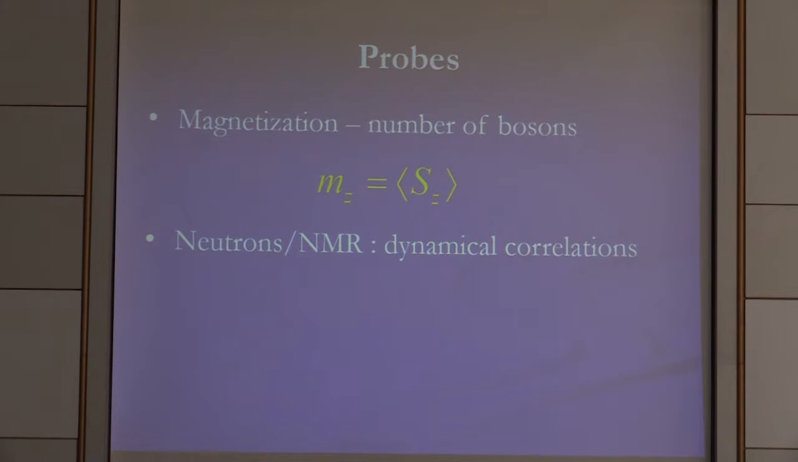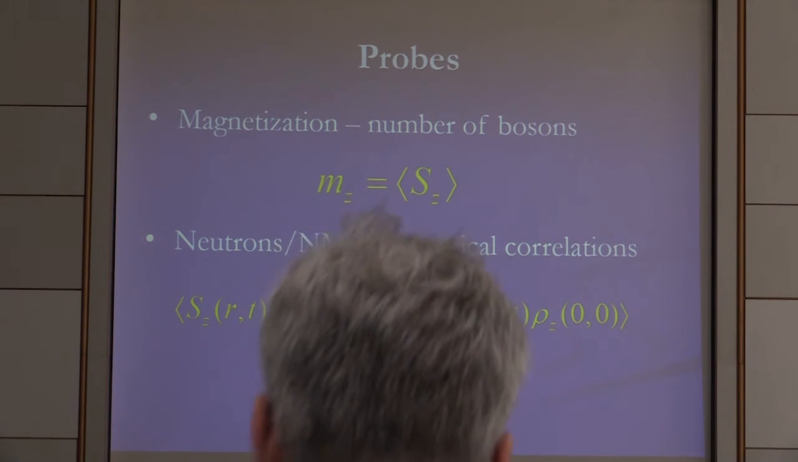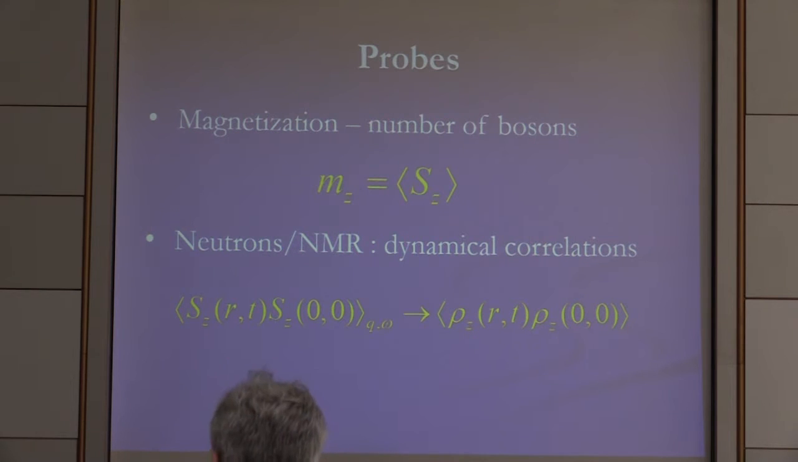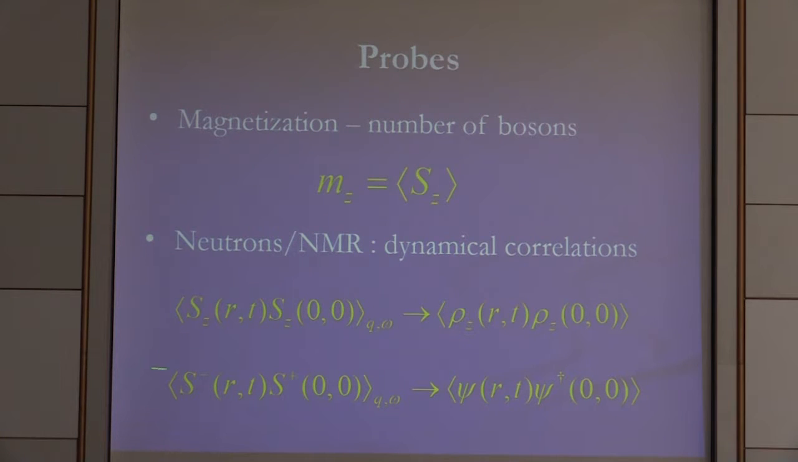If I want to probe physical quantities for the bosons, like the superfluid correlation function or the density correlation function, I can access it via neutron scattering experiment, nuclear magnetic resonance, electronic spin resonance, and so on and so forth. So you can use this mapping. The S^z correlation function is nothing but the density correlation for the bosons, and the S^- correlation for the spins is nothing but the psi dagger correlation for the boson, the single particle correlation, which tells you if the bosons are superfluid or not.